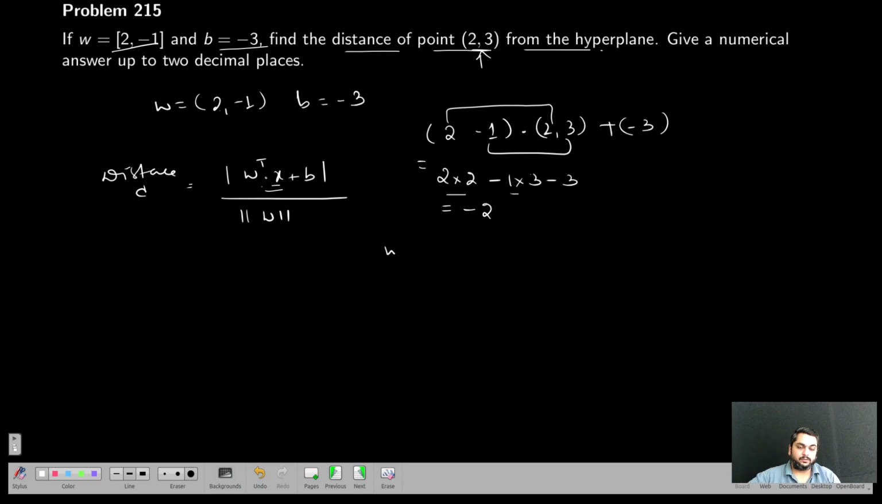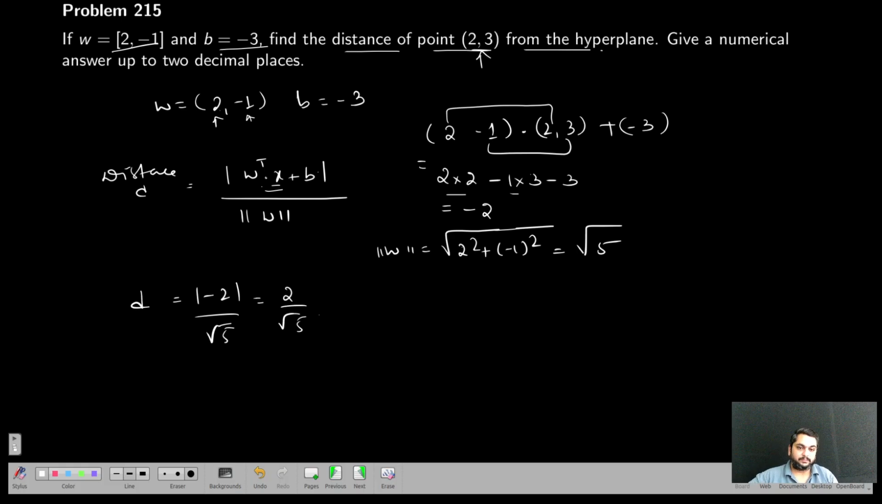What is the norm of W? The norm of W is the square root of 2 squared plus (-1) squared. So this is equal to √5. So I got this value: the modulus of -2 divided by √5 is the distance. So this is 2 by √5.